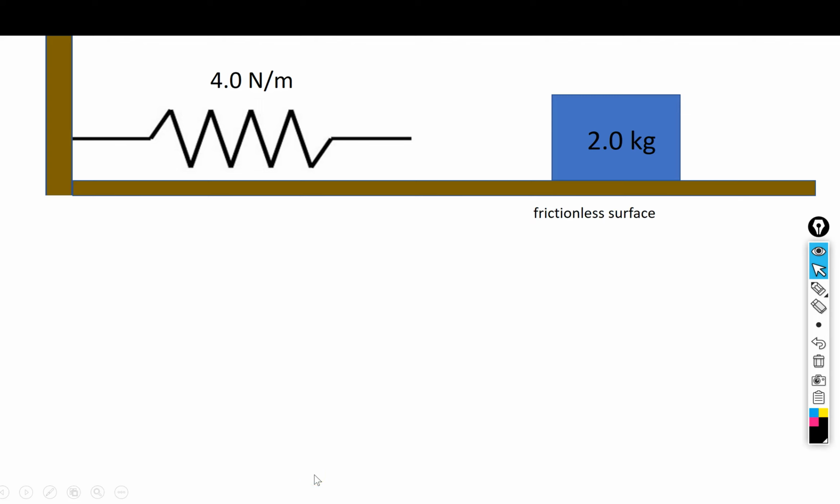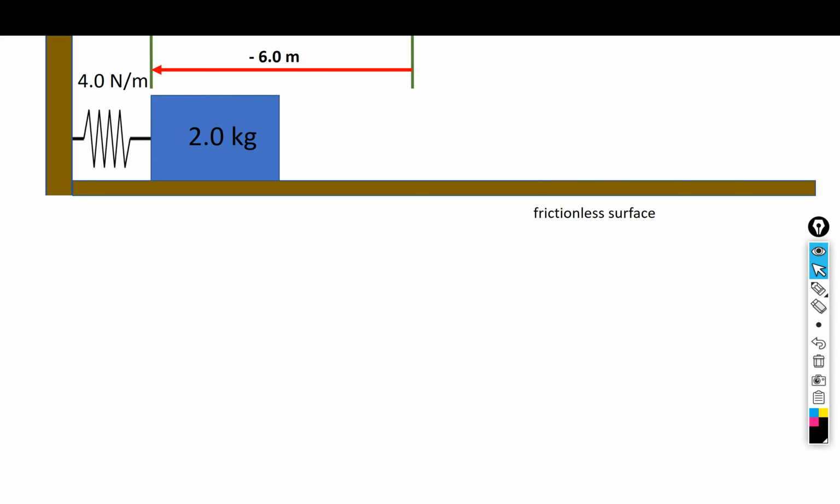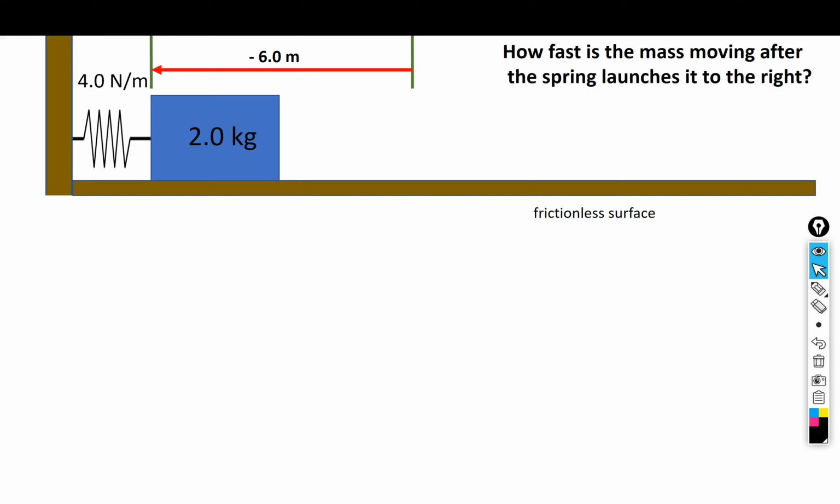Let's look at a spring problem and then solve it two different ways, as a one-object system and then as a two-object system. Check out this 2-kilogram box that's squeezed up next to a spring attached to a wall. What's a question that you might ask? A typical question might be, how fast is the mass moving after the spring launches it to the right?